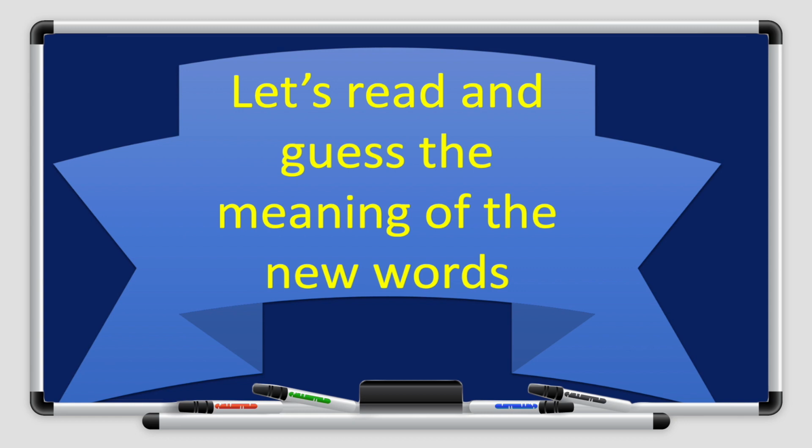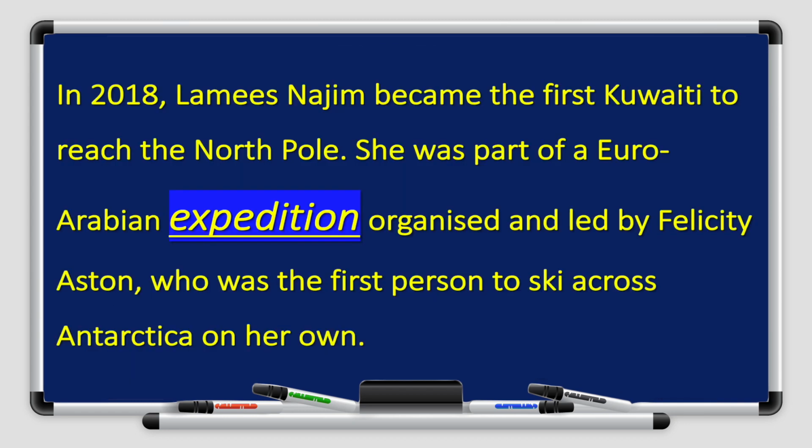Let's read and guess the meaning of the new words in this text. In 2018, Lamis Najm became the first Kuwaiti to reach the North Pole. She was part of a Euro-Arabian expedition organized and led by Felicity Aston, who was the first person to ski across Antarctica on her own. We read the whole paragraph.